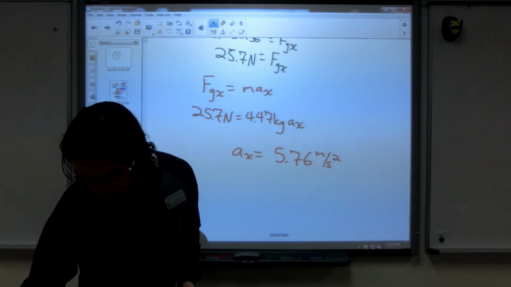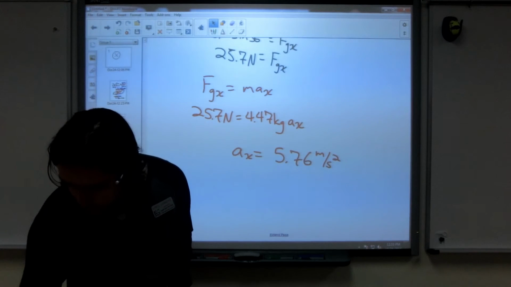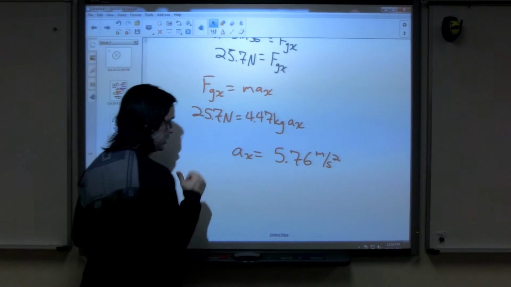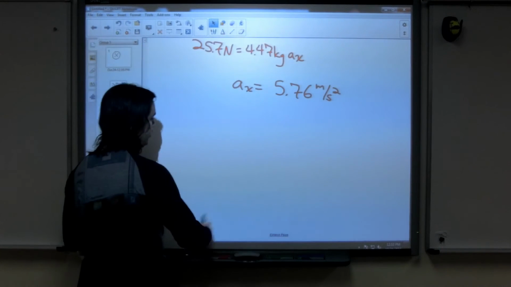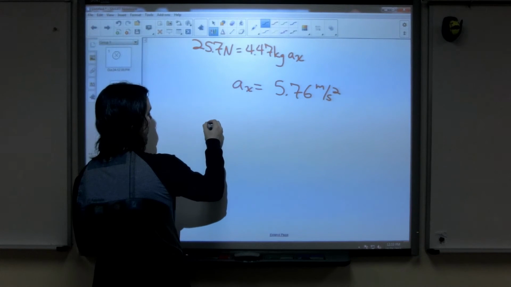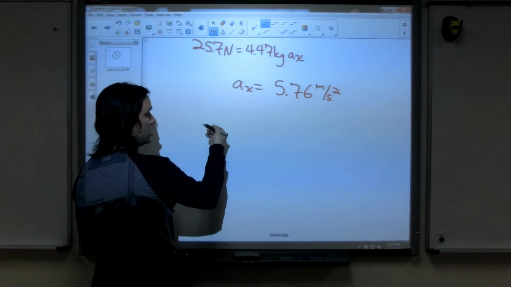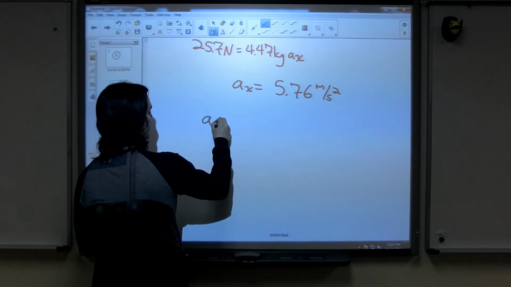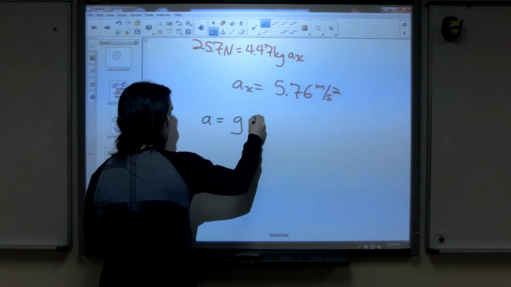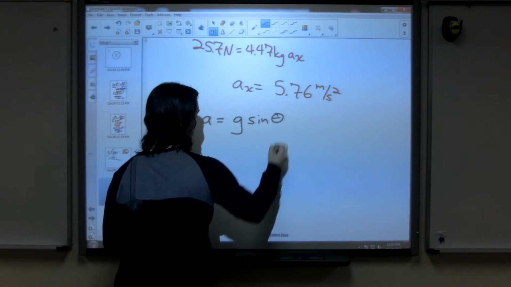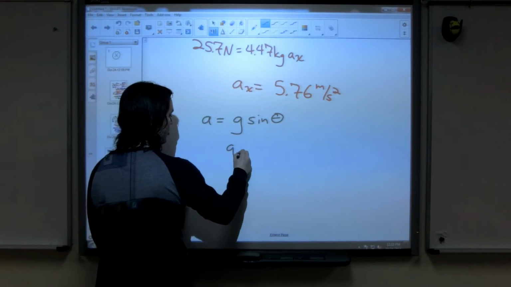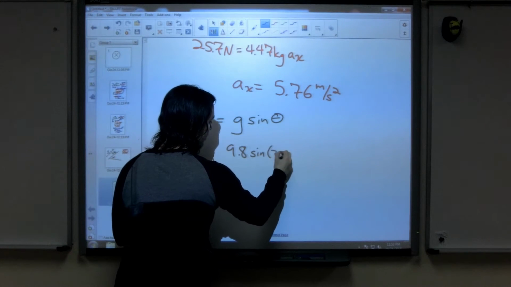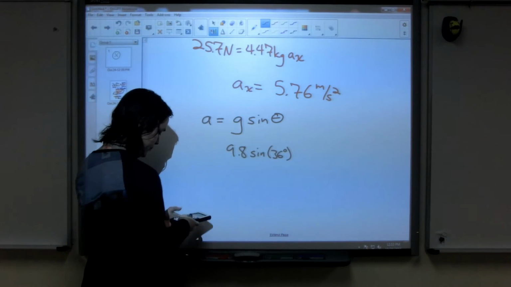Let's double check. 5.76 meters per second squared is the answer that they have listed. The final thing that I will bring up is this. We talked about this in class, that we have a general solution when you're dealing with no friction on an inclined plane, that you would find that the acceleration is equal to g sine theta. Check your notes on that. But we would end up with 9.8 meters per second squared times sine of, in this case, 36 degrees.